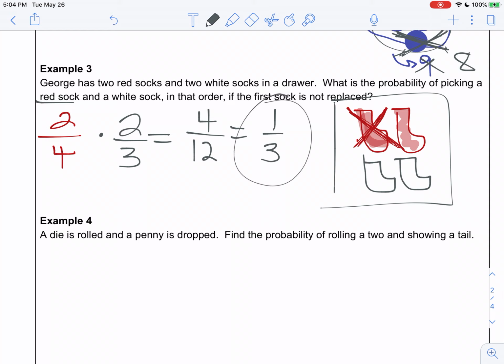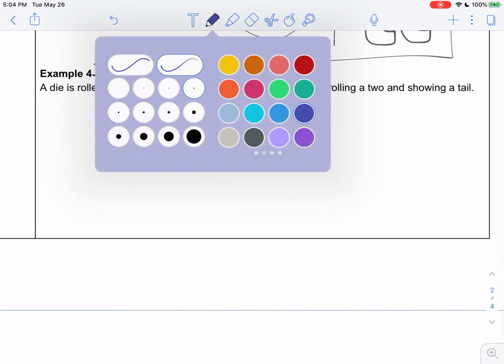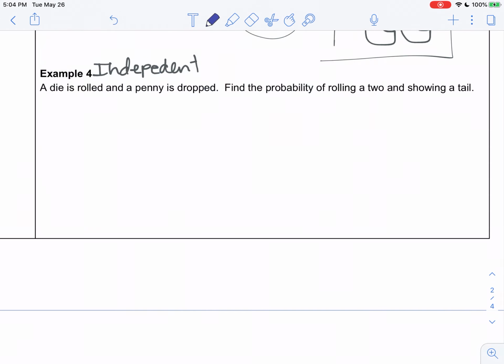Cruising along. Example 4 is a die is rolled and a penny is dropped. Find the probability of rolling a 2 and showing a tail. In this example, whatever happens with the die has no impact on what's happening with that coin, so this is independent. So we're going to find the probability of the first event and the probability of the second event and multiply them together.